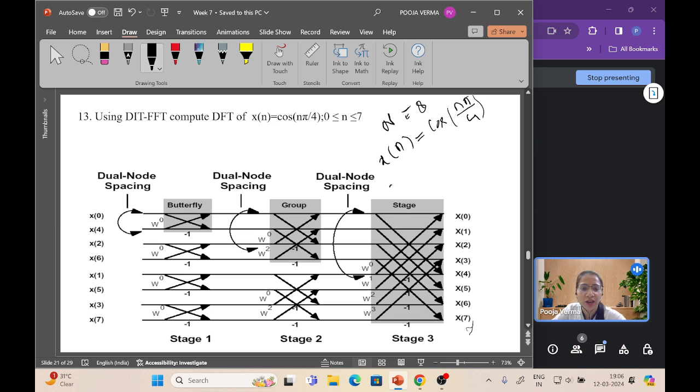In order to find the sequence as n varies 0 to 7, if we put n equal to 0, then we will get cos 0. What will be the value of cos 0? It is 1.